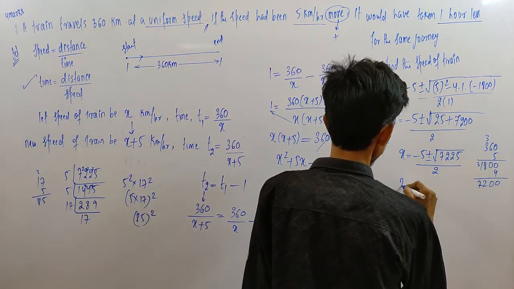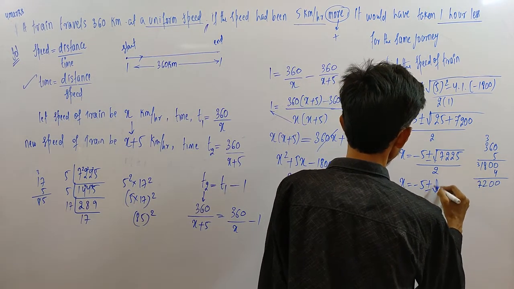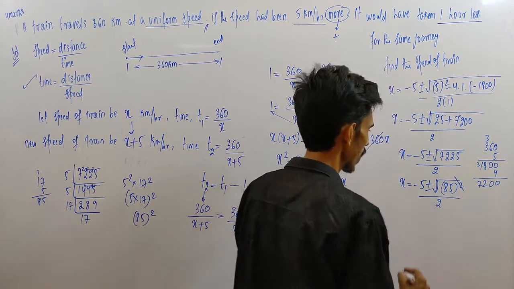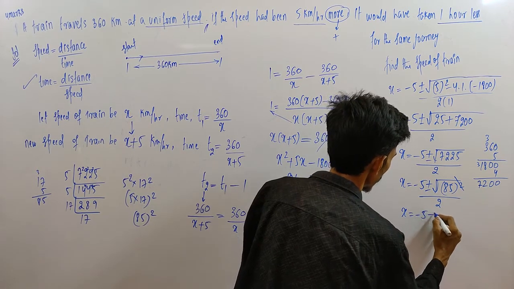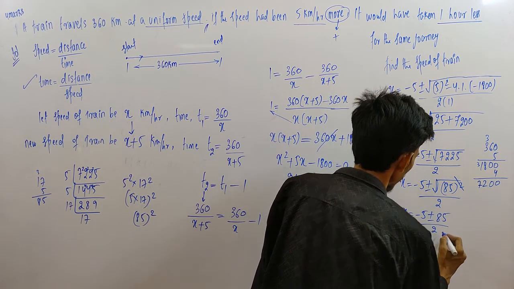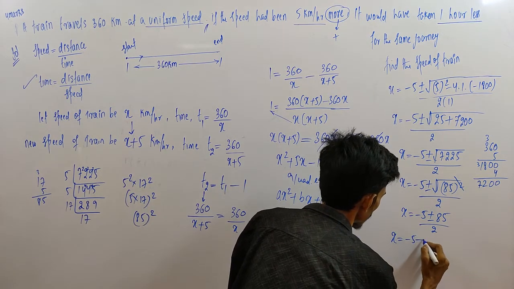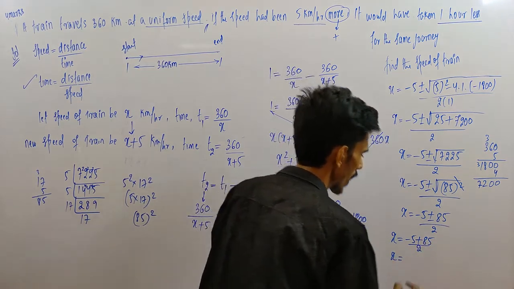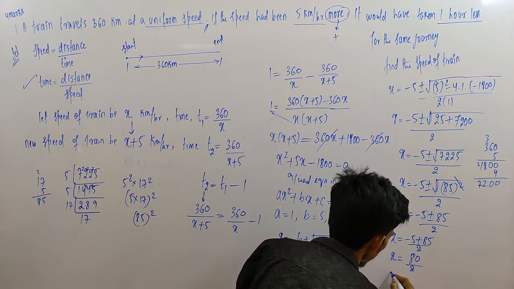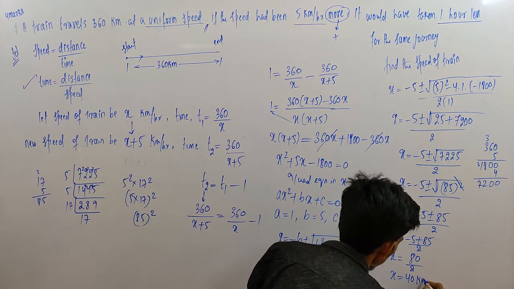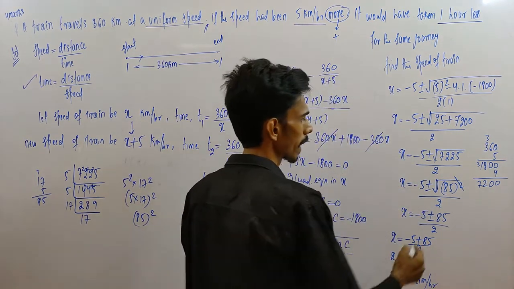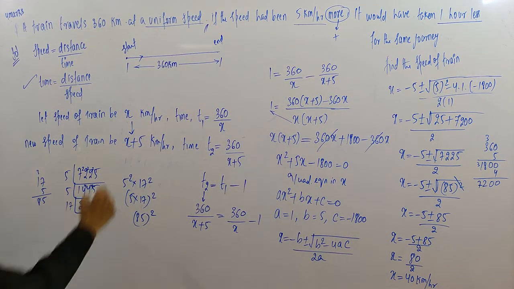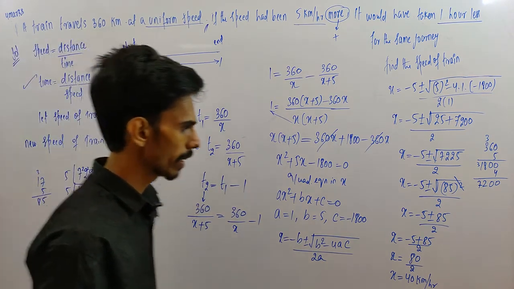So the value of x is minus 5 plus or minus root over 85 square, divided by 2. These two will get cancelled. We have x is equal to minus 5 plus or minus 85 divided by 2. Take positive sign, x is equal to minus 5 plus 85 divided by 2. x is equal to 85 minus 5, we have 80. 80 by 2, that is x is equal to 40 kilometer per hour. Neglect this negative sign because x represents speed. So speed cannot be negative.